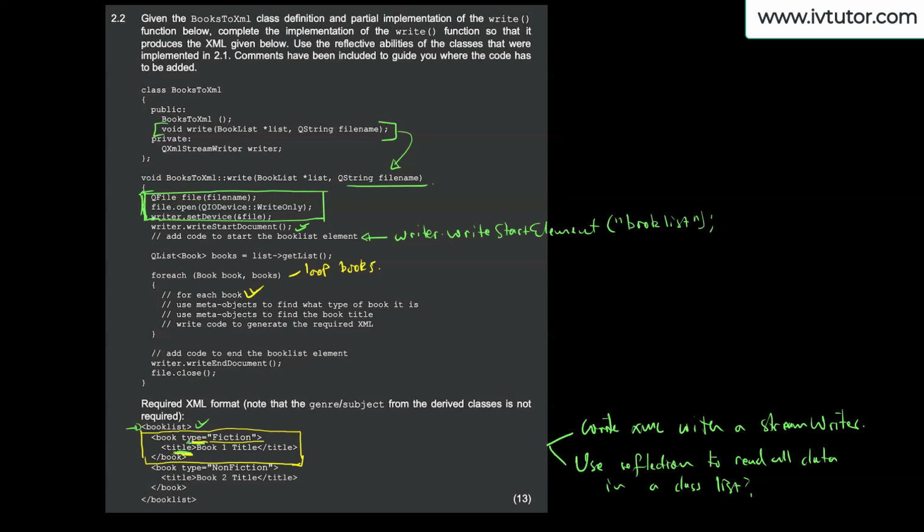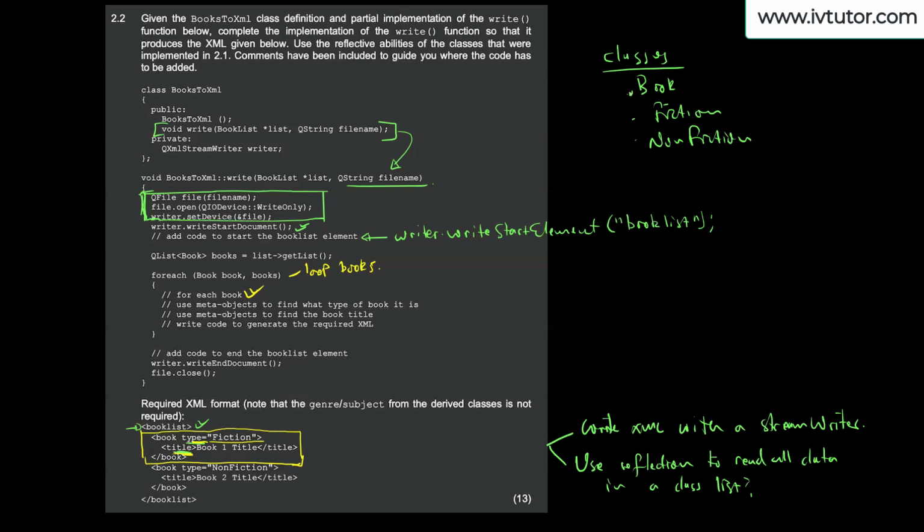Now, looking at your classes from 2.1, I'm not going to show it on the screen. You can go and look at the paper later. 2.1 has given you all the classes. So from 2.1 of this question, you've got these classes. You've got book, then you've got fiction, which inherits from book, and then you've got nonfiction, which also inherits from book.